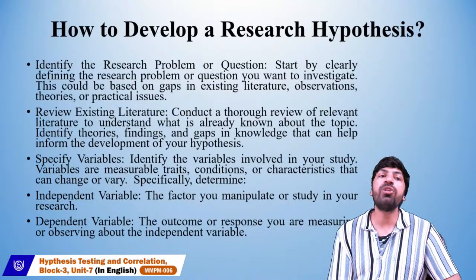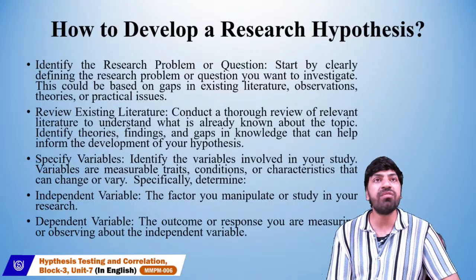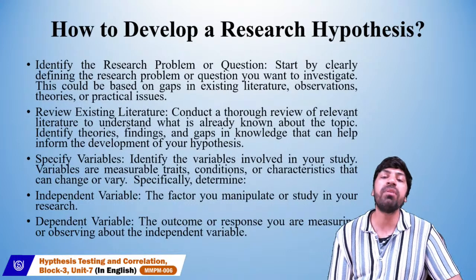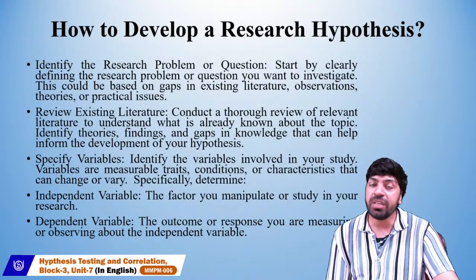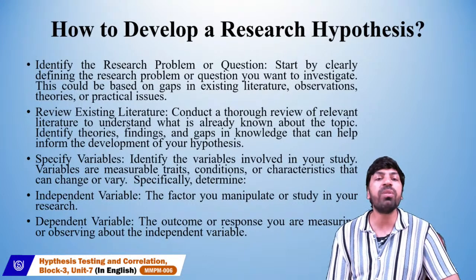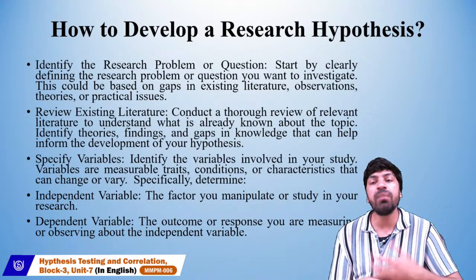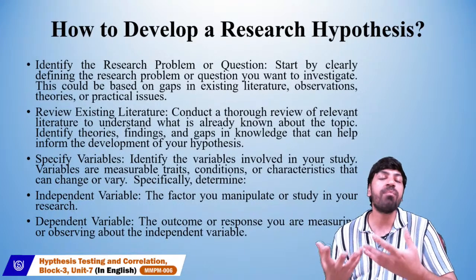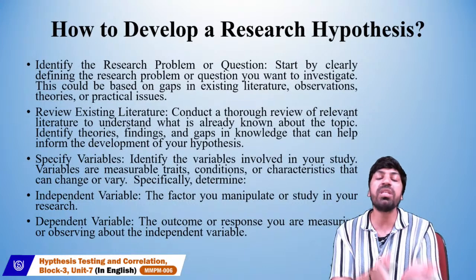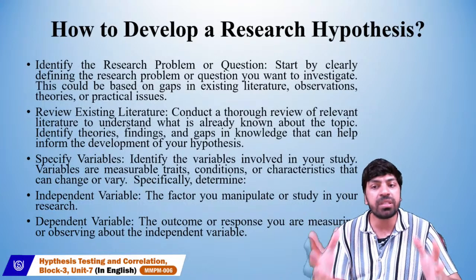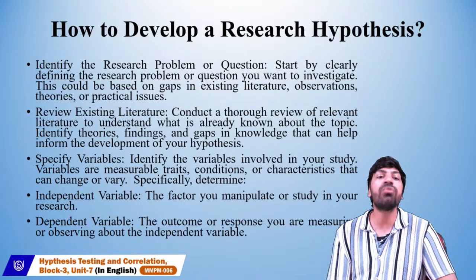How to develop a research hypothesis. The first step is to identify the research problem and questions. The researcher has to investigate the research problem using the existing literature, observation, existing theories, practical issues, etc. The next step is to review the existing literature. Now it is time to review the existing studies so that they can know about the topic, identify the theories which could be used in new research, and find the major gap in the knowledge or research, which always helps the researcher inform the development of the hypothesis.